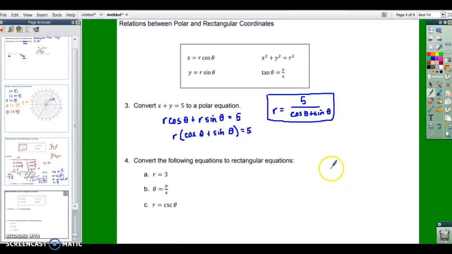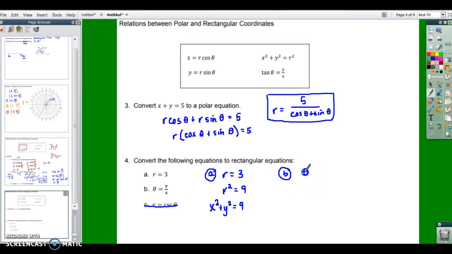Likewise, if I'm converting from polar into rectangular, we'll do A and B here. We're not gonna worry about C. For A, we've got r is equal to 3. If I square both sides, I end up with r squared is 9. And up here, I have a representation for r squared in terms of x and y. So I'm just going to replace that with x squared plus y squared equals 9. And that is that equation in rectangular form.